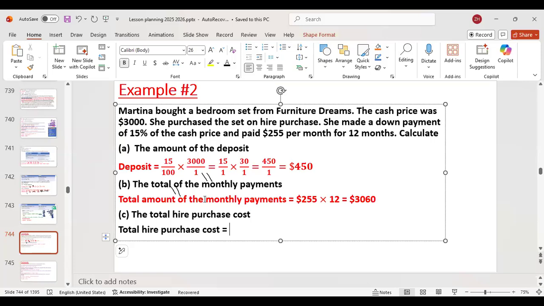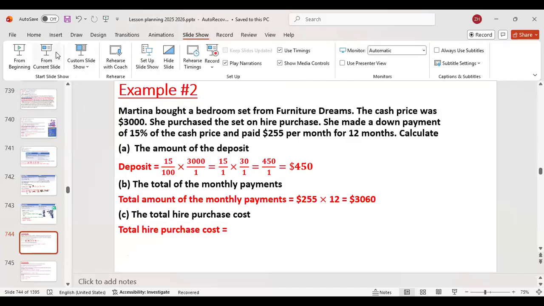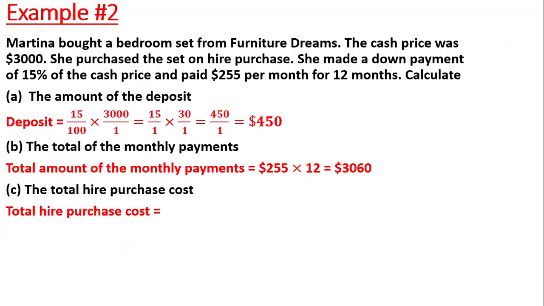We're gonna get the total hire purchase cost. 450 plus 3,060. Very good. So remember, what are the two components of hire purchase that we said? Deposit and monthly payments. Very good. The two components of hire purchase are deposit and monthly payments.